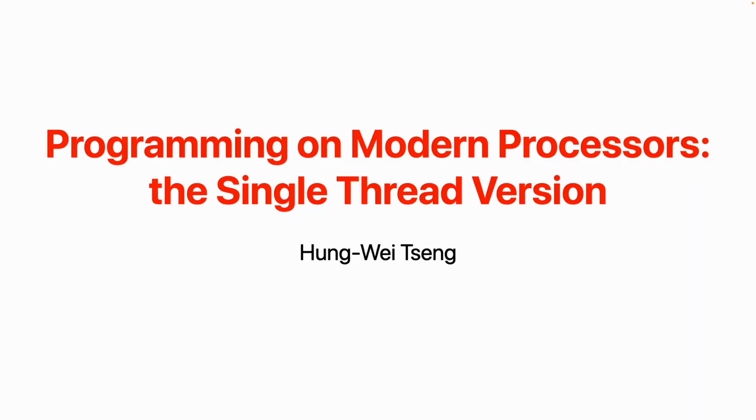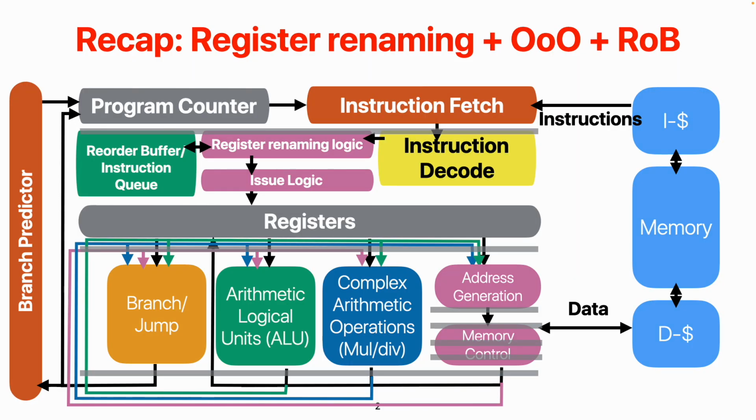All right, so I don't know what your favorite part about this class is, but for me, the lecture today is definitely part of my favorite part of the class. So today we are going to talk about programming on modern processors, and we are going to talk about the single-threaded version. And as you can imagine, later on we are going to have a multi-threaded version. But before we talk about that, let's remind ourselves what a modern processor looks like.